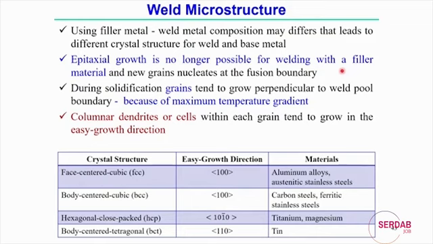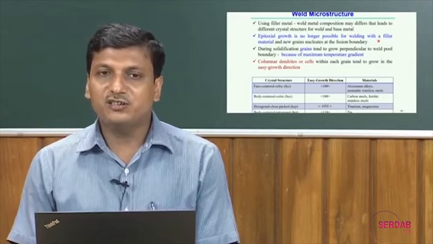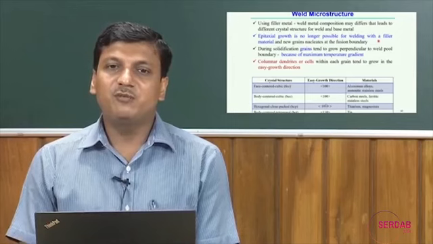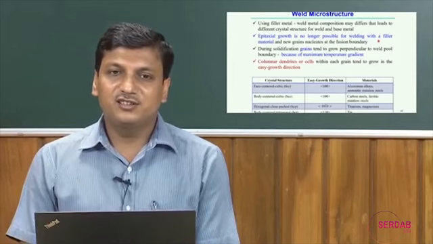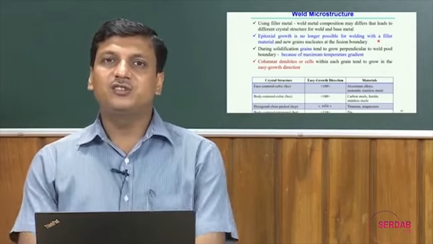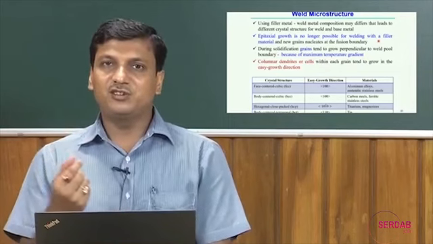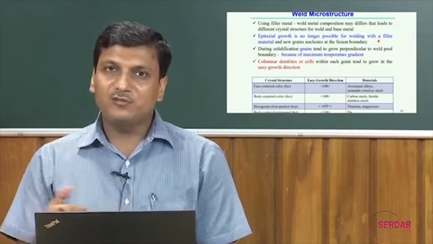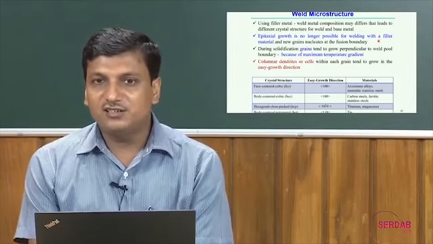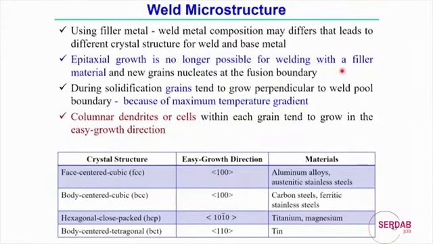Different crystal structure materials have different easy growth directions. For example, for the FCC structure, <100> is the easy growth direction, and we can observe this specifically for aluminum alloy and austenitic stainless steel. BCC material also has <100> as the easy growth direction. That is why, if you look at one unit cell, the <100> is along one of the edges. So carbon steel, ferrite and stainless steel also have the easy growth direction along the edge of the unit cell, that means the <100> direction.